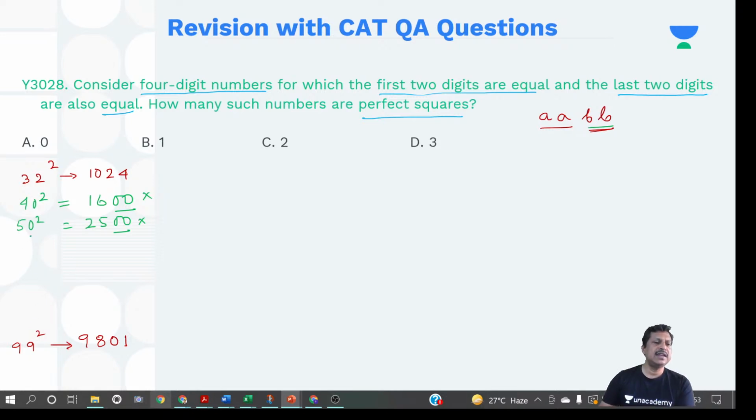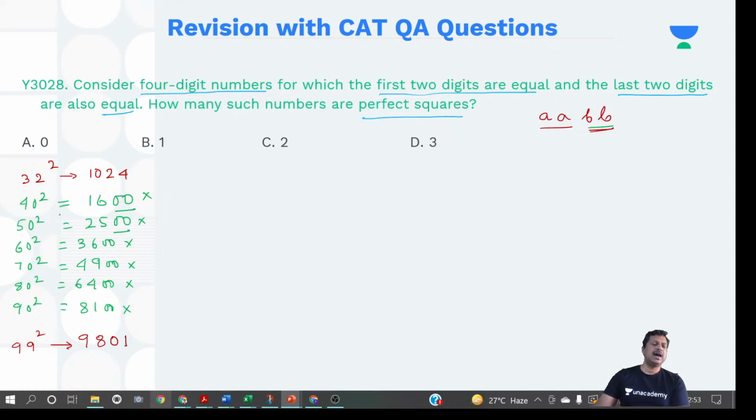Then similarly, 60 square is how much? 60 square is 3600. No. 70 square, 4900. No. 80 square is 6400. These two are not same. No. And 90 square is 8100. This also no. Okay. So that means for a number ending with 0, if you go for a square, there will be no such number which is satisfying this condition. So these conditions are not being satisfied.